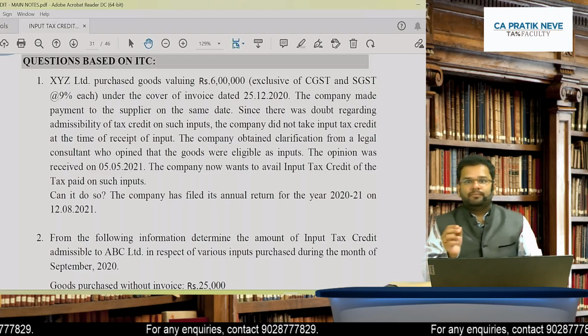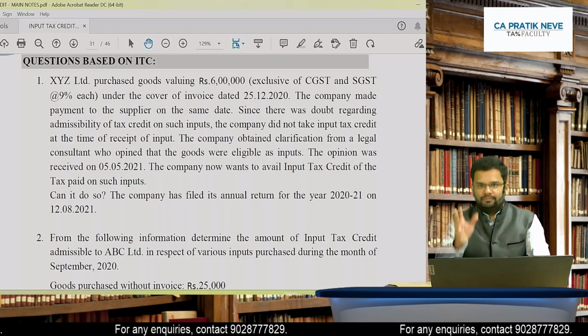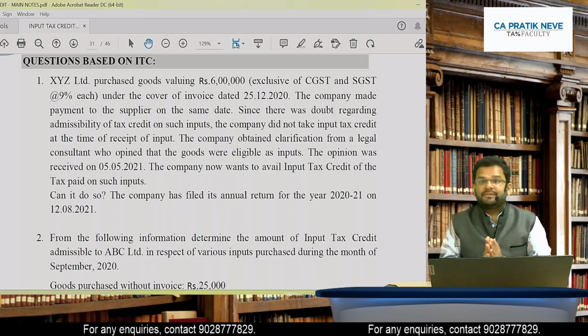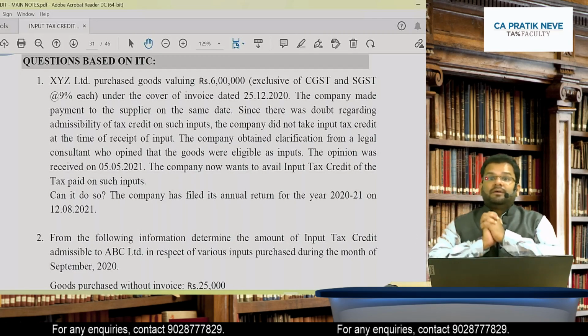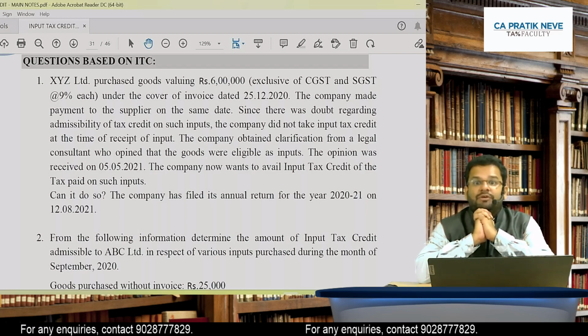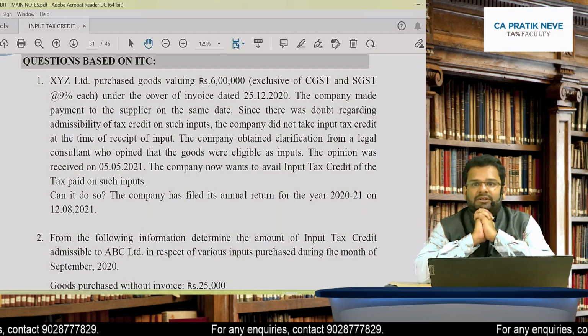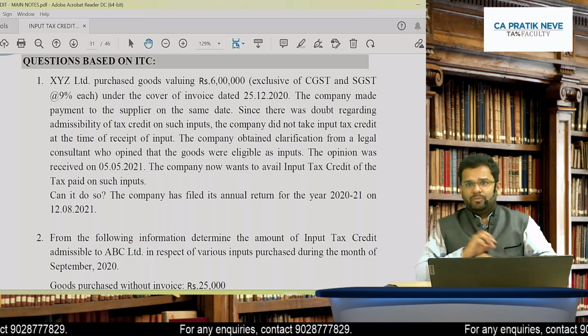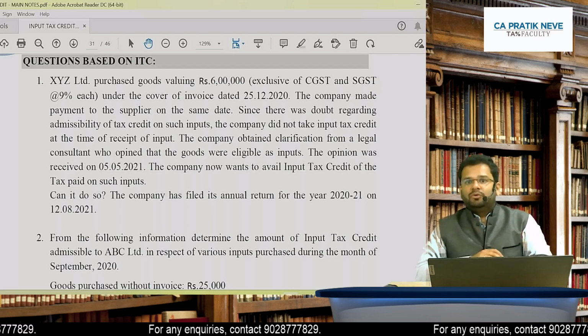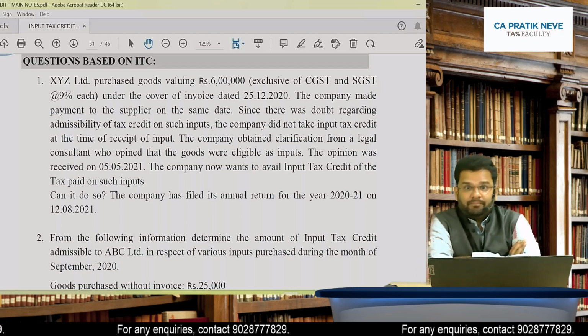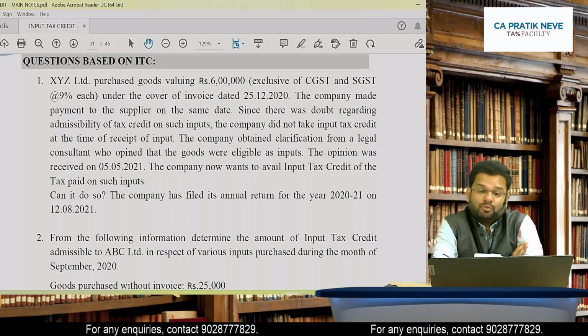Welcome to subsession 2 of second night in this tax Navratri sessions. We are doing input tax credit and we have understood section 16 and section 17. I hope you are comfortable with it. To make you more comfortable, here we are with some questions.